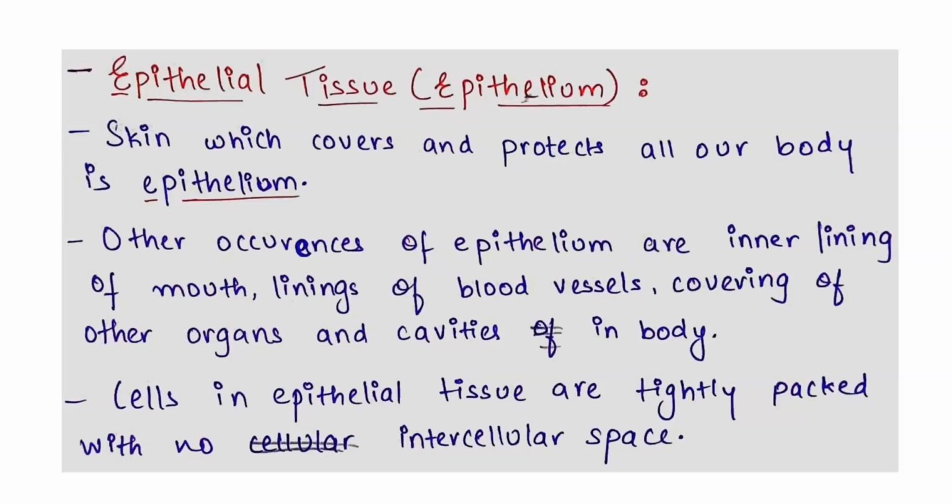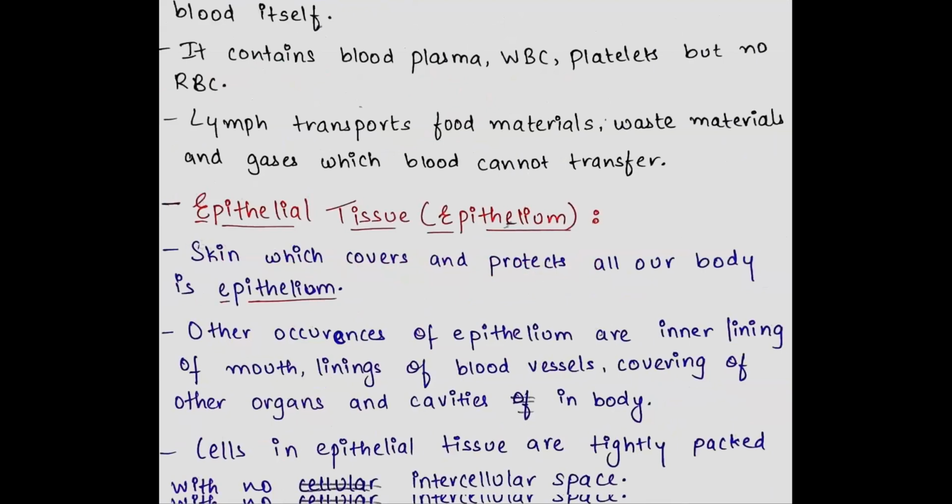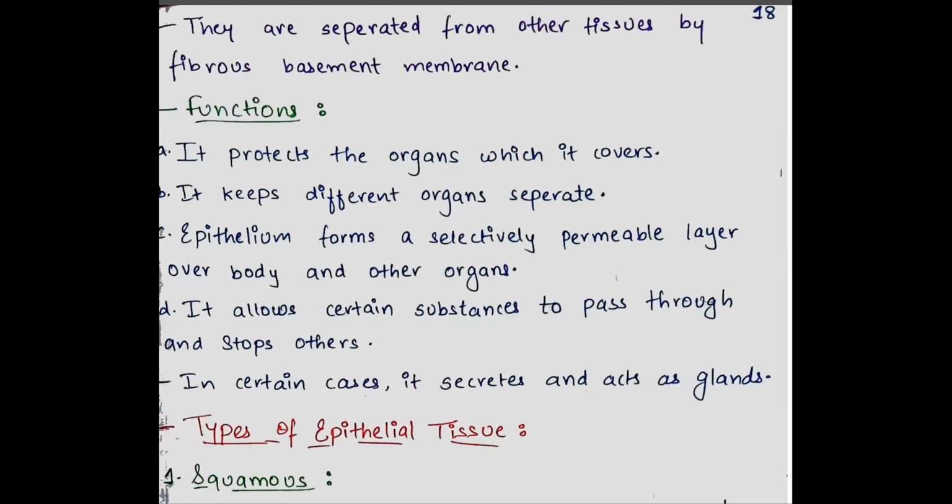Okay. So if I talk about this one, you can say that these tissues are epithelial tissue and these have no intermolecular or intercellular space. They are separated from the other tissue by a fibrous basement membrane. For example, this is the upper layer of the skin, and there is a specialized basement membrane, and then there is another tissue, adipose tissue.